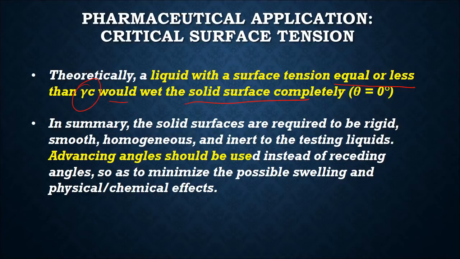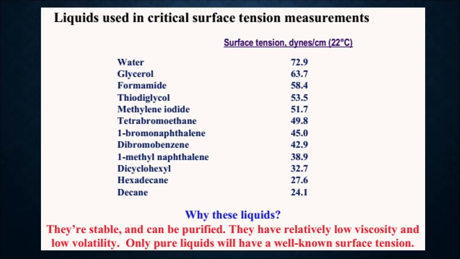In summary, the solid surfaces are required to be rigid, smooth, homogeneous, and inert to the testing liquid, and in that case the advancing angle should be used instead of the receding angle, so as to minimize possible swelling and physical and chemical effects. Here are some examples of liquids used in critical surface tension measurements. Why do we choose these liquids? Because they are stable and can be easily purified, and they have relatively low viscosity and low volatility, and only pure liquids will have a well-known surface tension.